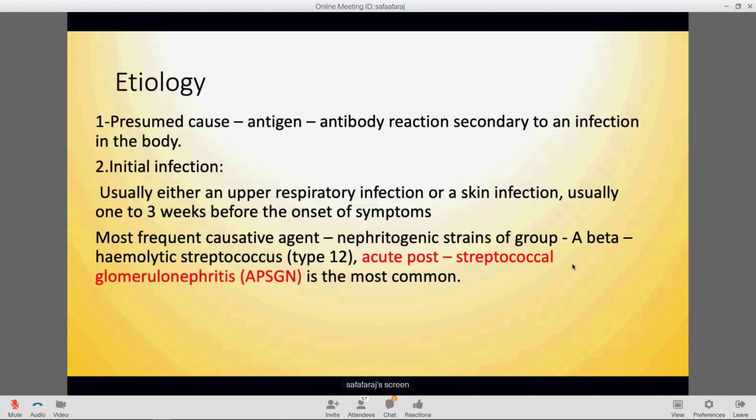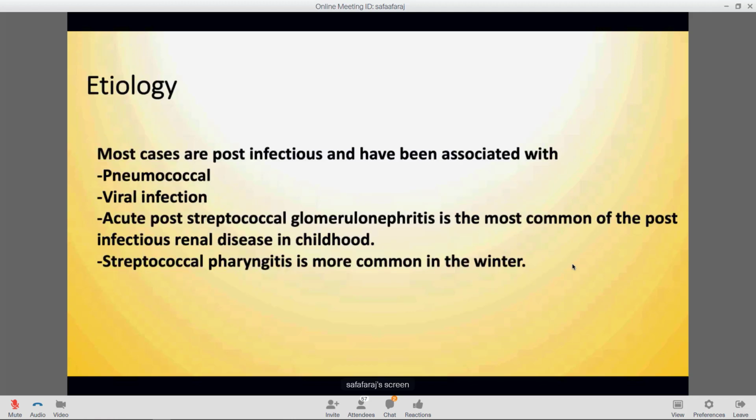Pay attention to Group A beta-hemolytic. Most are post-infection and are associated with infection by this type of bacteria. Acute post-streptococcal glomerulonephritis is the most common type of causative agent.